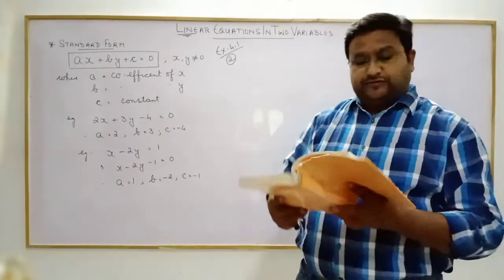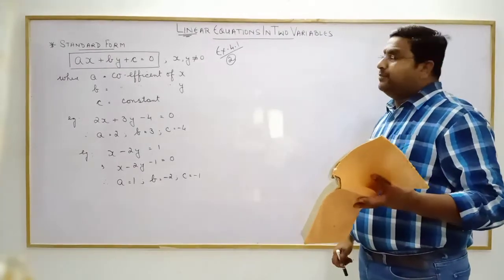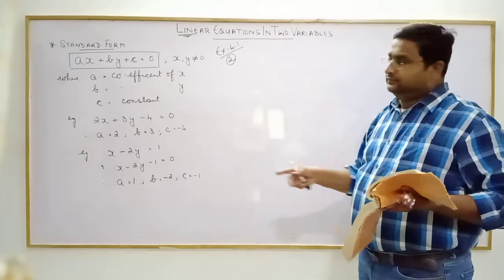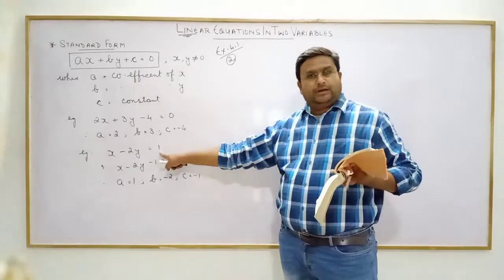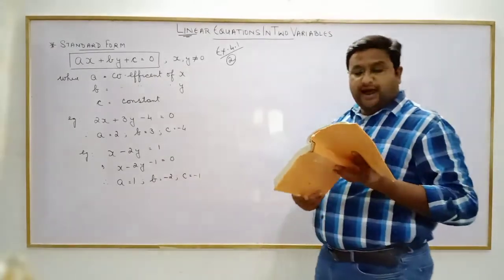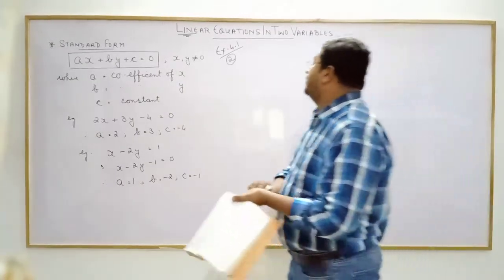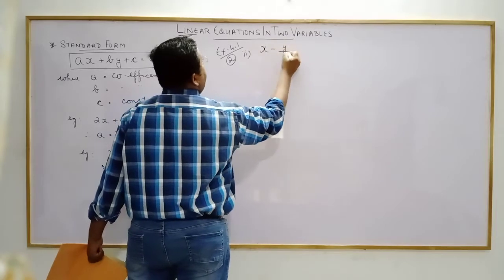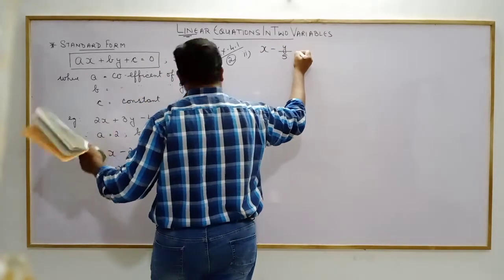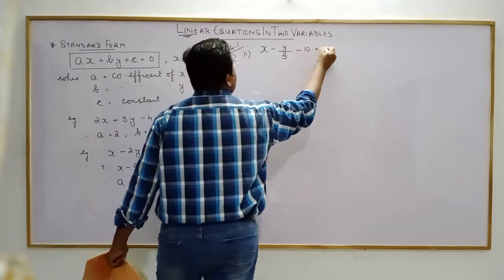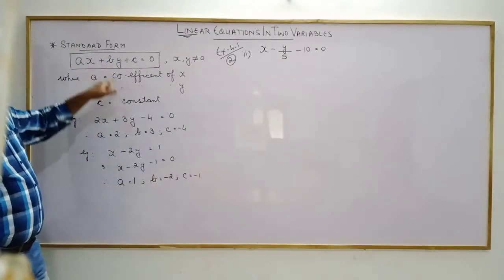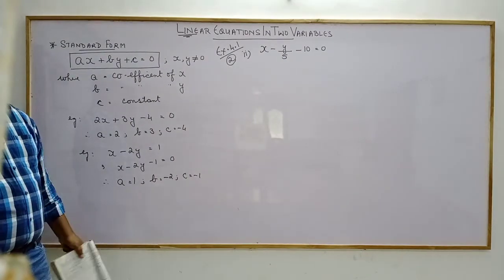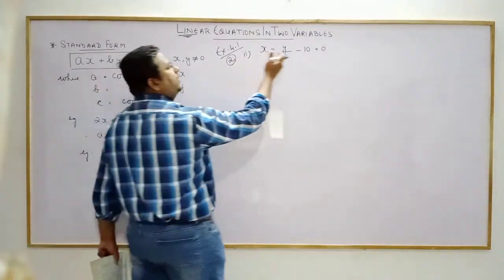As you can see, the first one, 2x plus 3y equals 9.35 bar. Can we transpose 9.35 bar on that side, as we did over here? Correct? Second one, x minus y by 5 minus 10 equals 0. If I talk about the second one, x minus y by 5 minus 10 equals 0. Is it in the standard form? We can say, sir, it is in the standard form. No harm. You want to simplify it, you can simplify it.